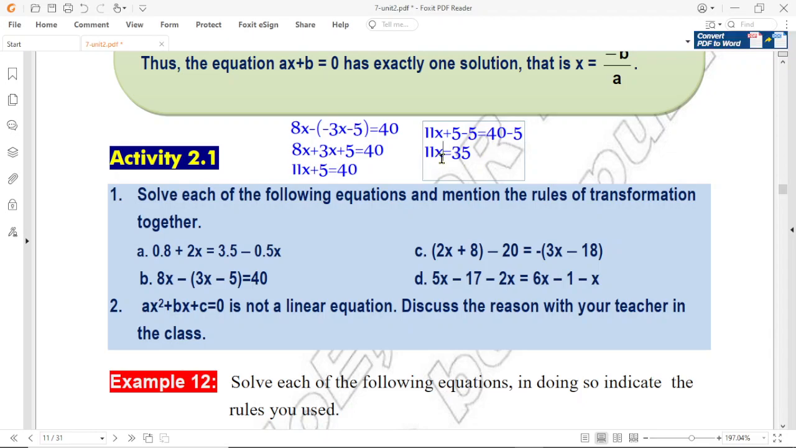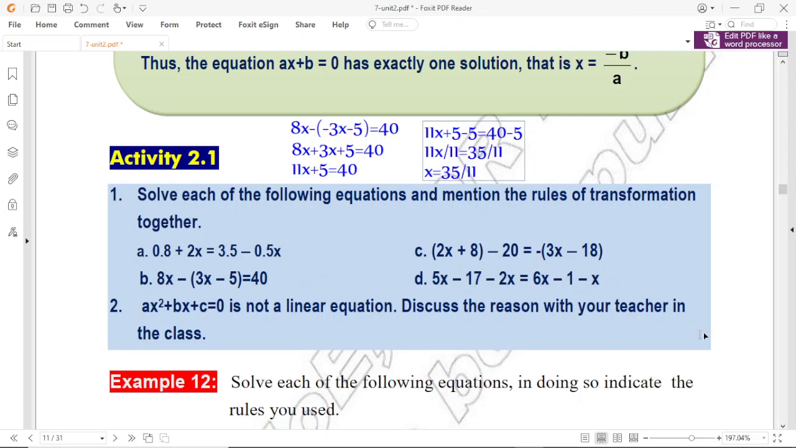ስናካፍለው ስንት ይመጣል? 1 ይሆናል። x ብቻውን ይቀላል ማለት ነው። በዚህ በኩል x ይቀራል which is equal to 35 over 11. So the value of x for this expression or for this equation, or the solution set of the equation, is only 35 over 11. So for a linear equation we have only one solution set. Linear equation and solution set.